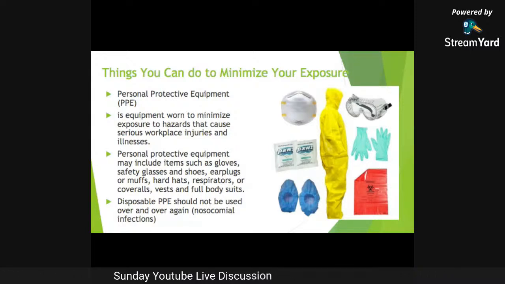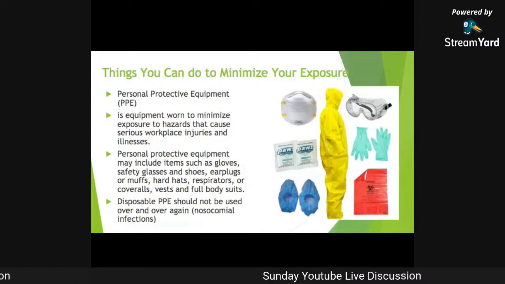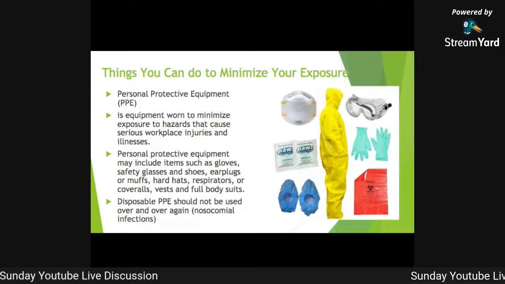Like, again, I said, we're in flu season, so you have to think about the flu, you have to think about pertussis, you have to think about COVID-19, as well as people are coming in with enteric diseases and things like that. So you just have to be mindful of that.